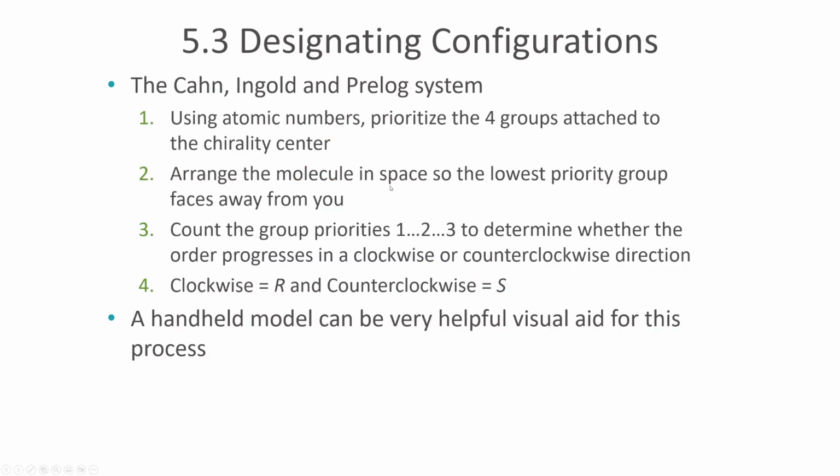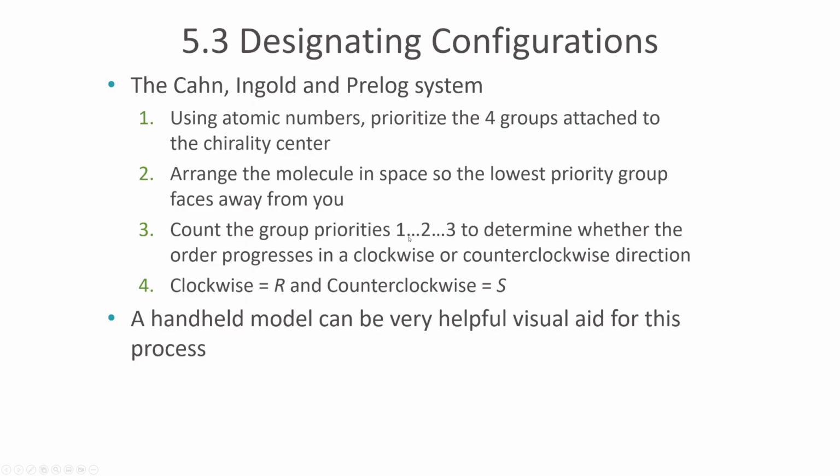When we have enantiomers, we want to be able to distinguish between one enantiomer and the other enantiomer. And the way we do that is with this so-called Cahn-Ingold-Prelog system. We take the 4 groups that are attached to the carbon and prioritize them according to their atomic number. And then we arrange the molecule in space so that the lowest priority group is on the dash or facing away. Then we count the priorities of group 1, 2, 3, either in a clockwise direction or a counterclockwise direction.